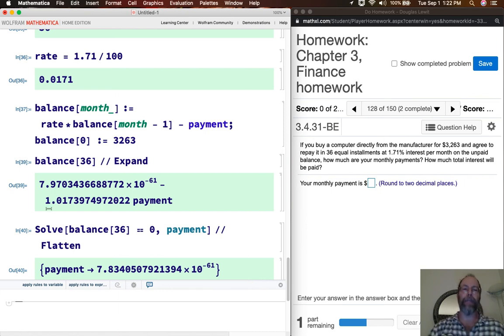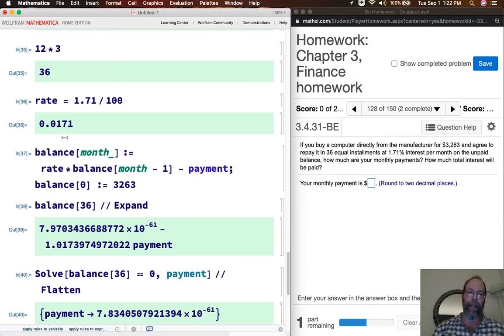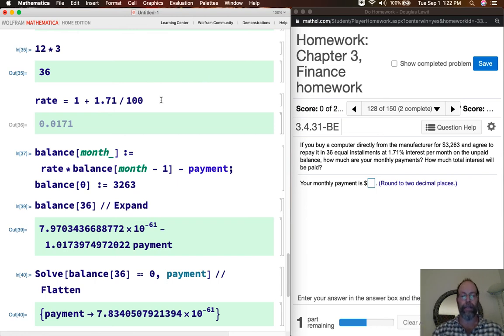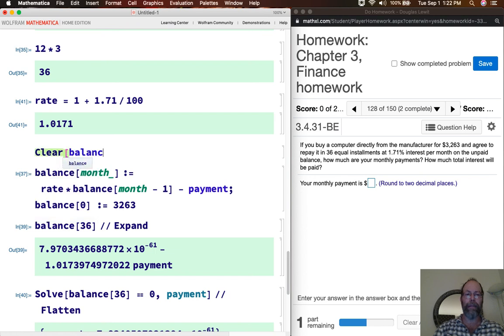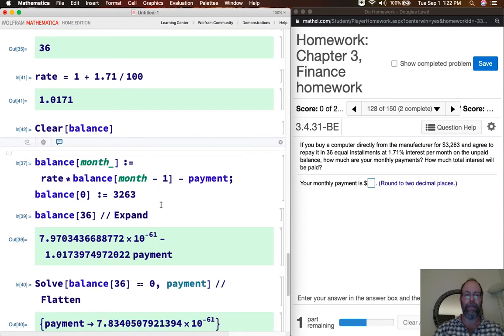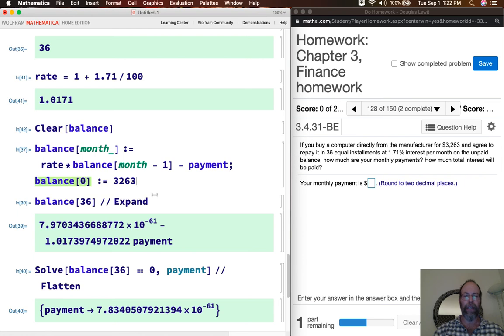Oh, I know exactly what I did wrong. The rate, guys, I made a mistake with the rate. It's 1 plus 1.71% divided by 100. That's the mistake. I knew something didn't look quite right. So let's do that again. Rate. Let me clear balance and do this again. Put my cursor here and Shift Enter.